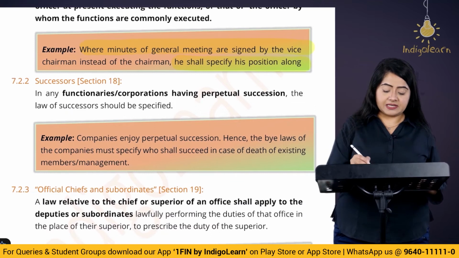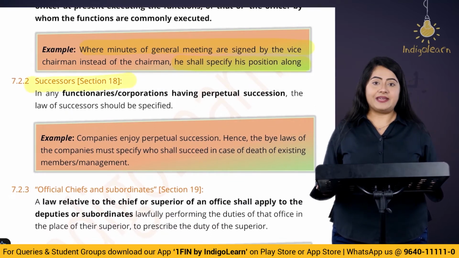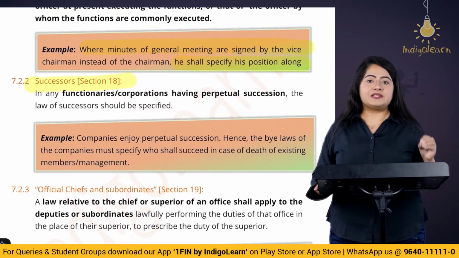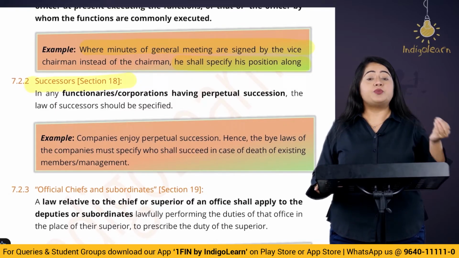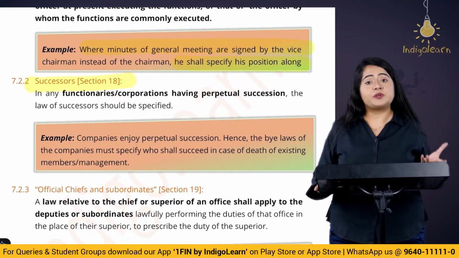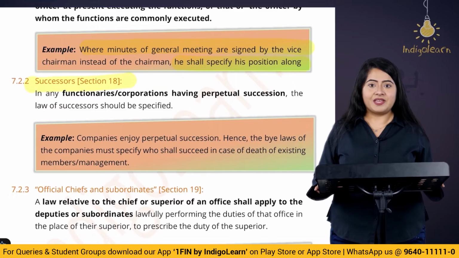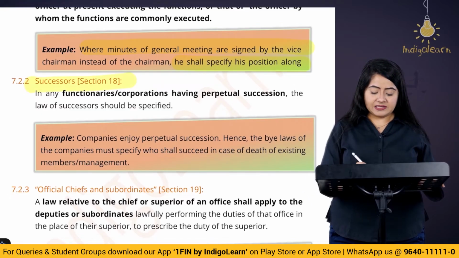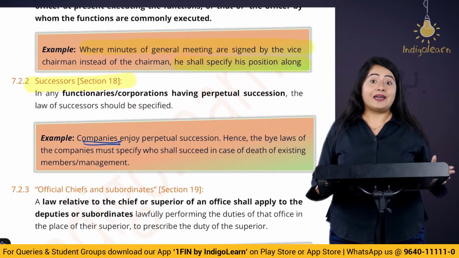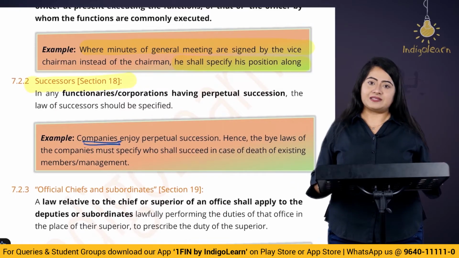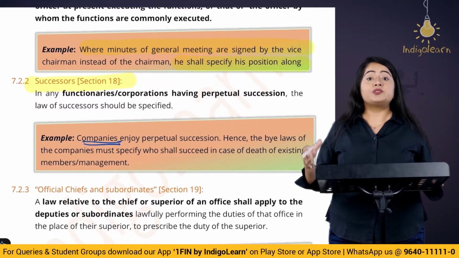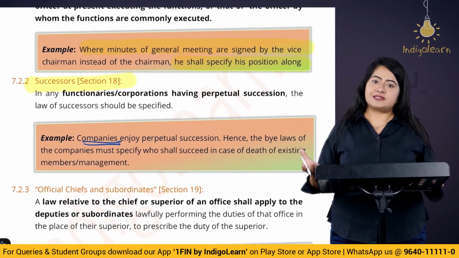The next section we are discussing is successors, which is section number 18. Now, this section says that in a statute, if it is mentioned that the organization will have perpetual succession, then in that case, in the statute, it should also be mentioned how the perpetual succession is going to operate, right? So, for example, in the Companies Act, we know that a company has a separate legal entity. The company does not die. It is working on a going concern basis. So, even if all the members of the company die, still the company is going to exist. Okay, so this is called perpetual succession, right?